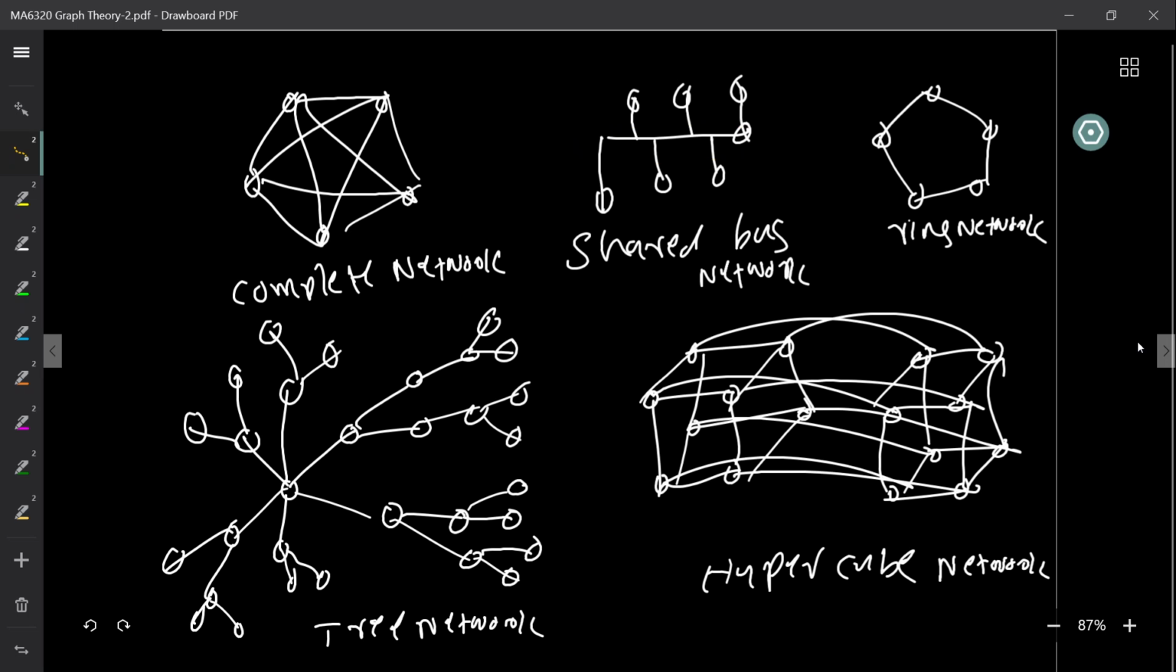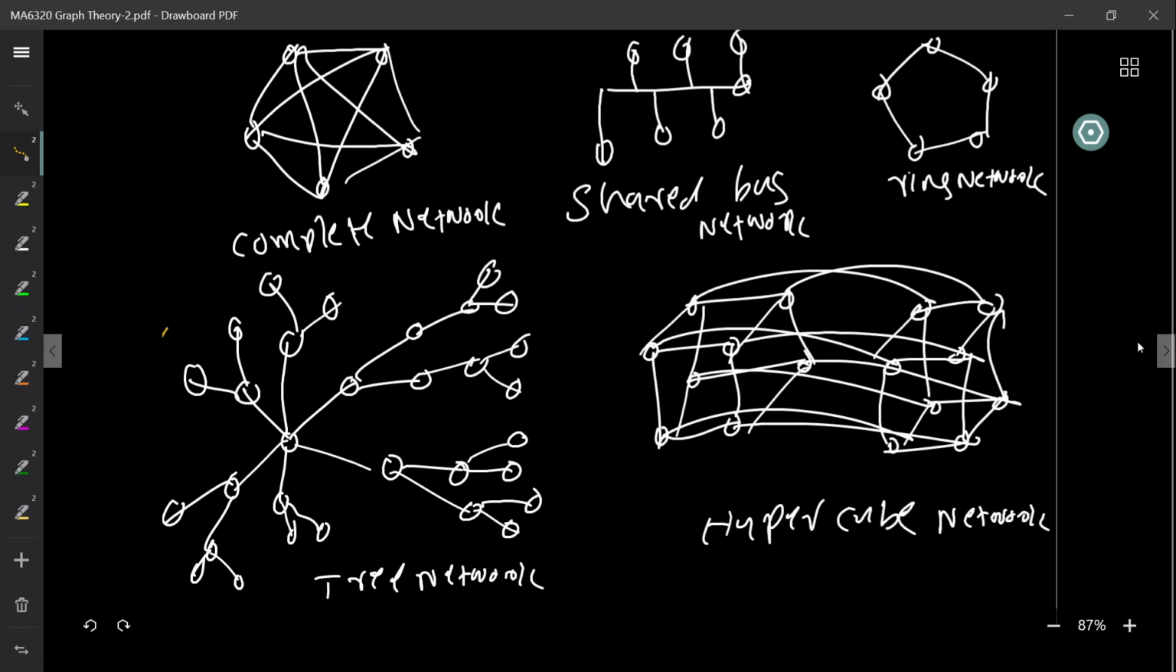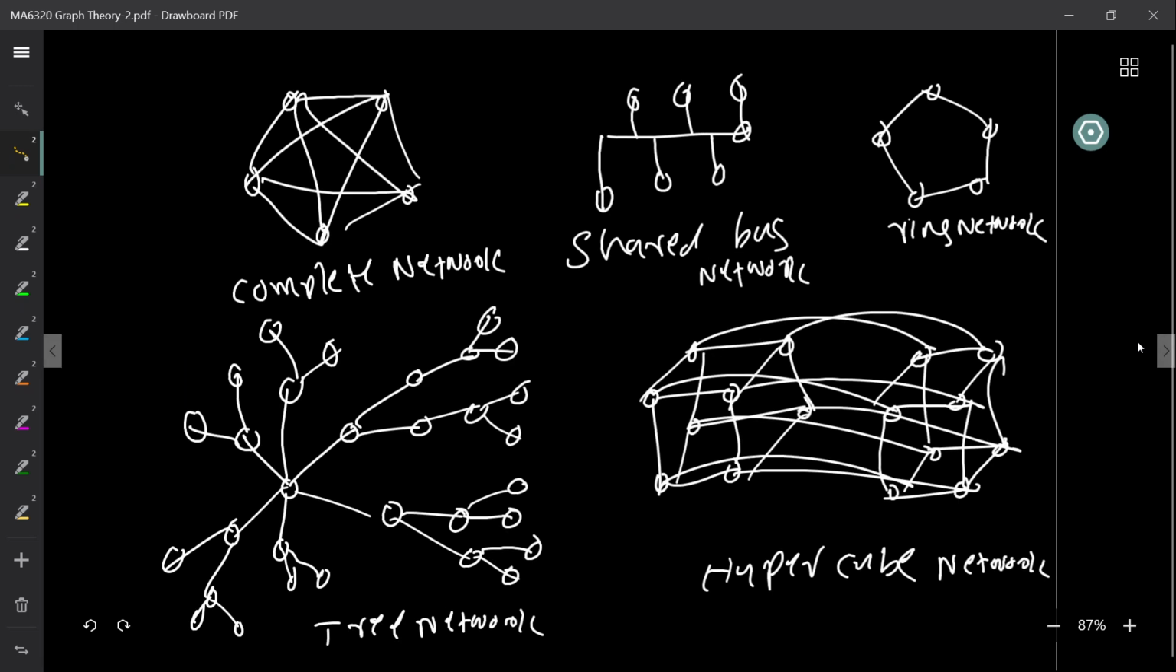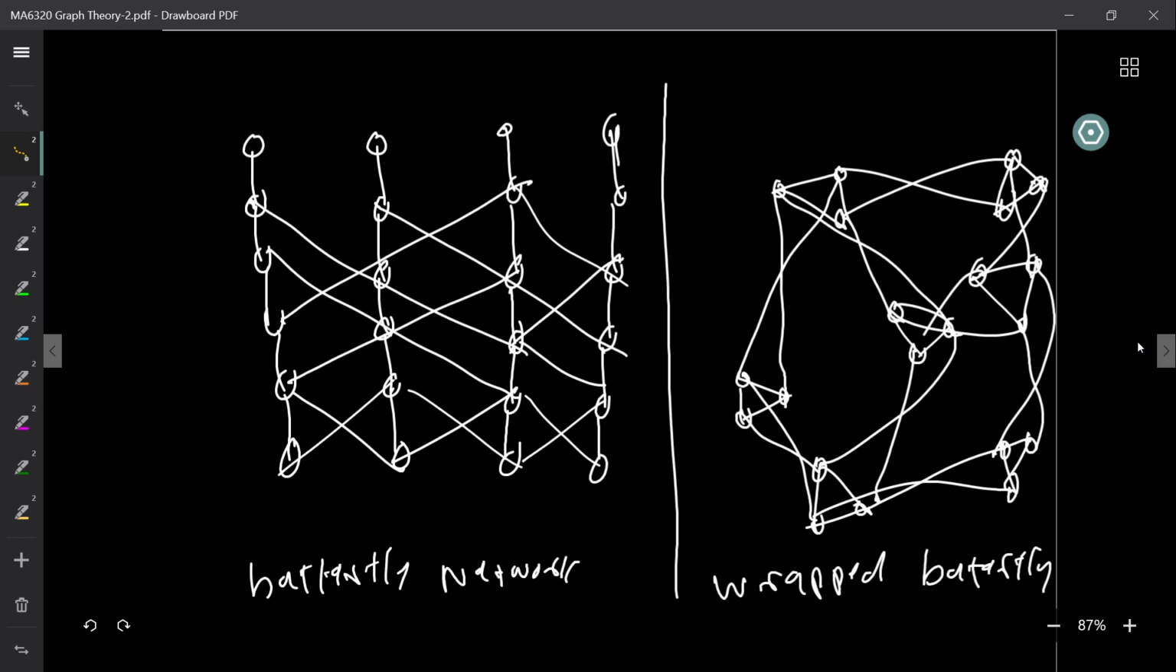So this is another network which is used for multiprocessor computers. Then you have the ring network, right? Very easy to see why it's called a ring network. Then you have the tree network, basically a graph without cycles. We will define this in the next class maybe. And what is called the hypercube network. Again, we will not discuss this at the moment. And even fancier names like the butterfly network.